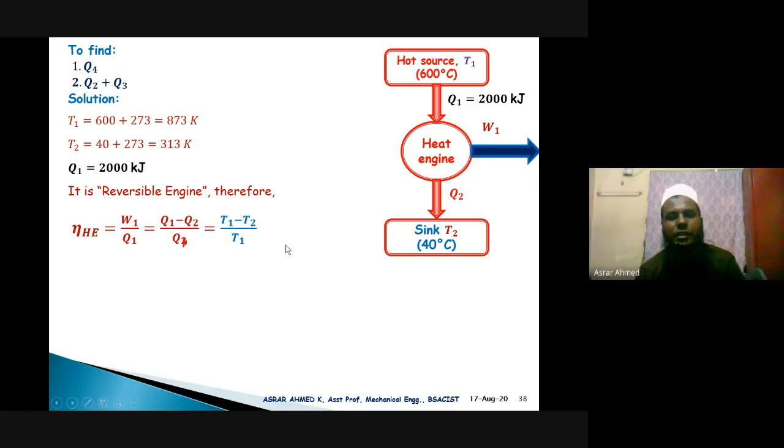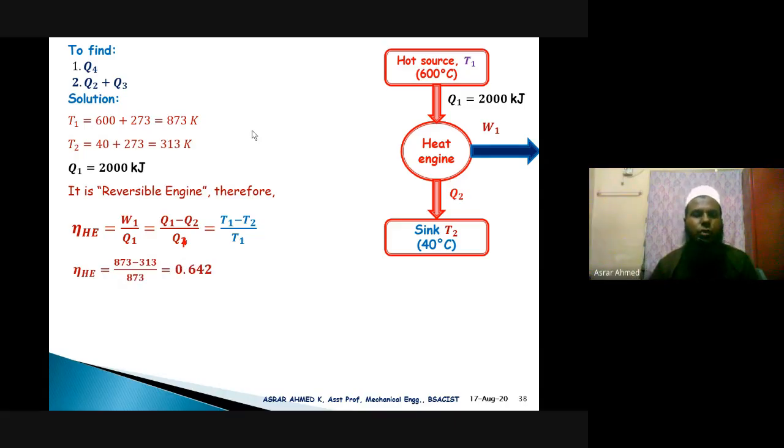Now can we find the efficiency? If you use the equation Q1 minus Q2 by Q1, we cannot find the efficiency. But if you use this temperature equation, we can easily find the efficiency. So quickly substitute the temperature. Efficiency of heat engine is equal to T1 minus T2 divided by T1, which is equal to 0.642, or 64.2%.